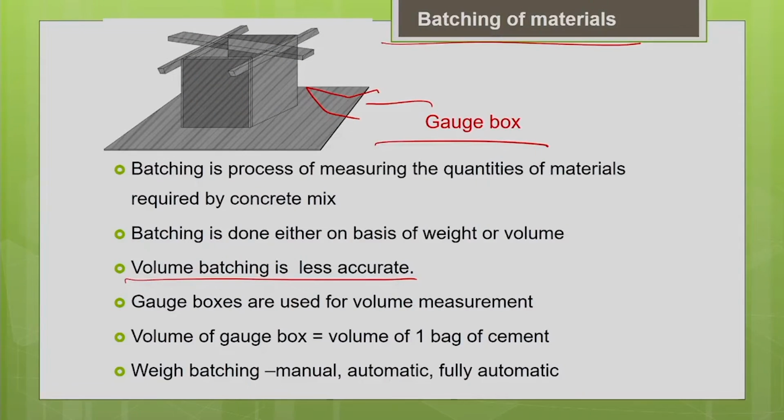So if you are going to measure the sand using this gauge box, what will happen? Your mix will become undersanded, because the volume may appear right, but the actual weight will be less, because your sand is wet. So that's why it results in inaccurate measurement, and the mix composition of the concrete gets affected. When the mix becomes undersanded, it will become less cohesive, and that may result in segregation of your concrete. All these things affect the microstructure, strength, and durability of your concrete. So that is why volume batching is less accurate.